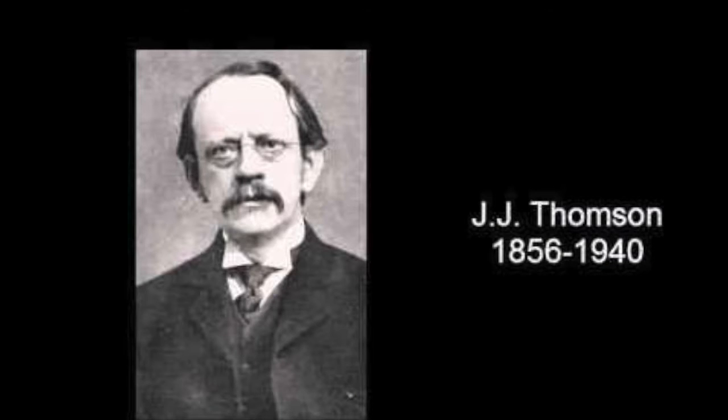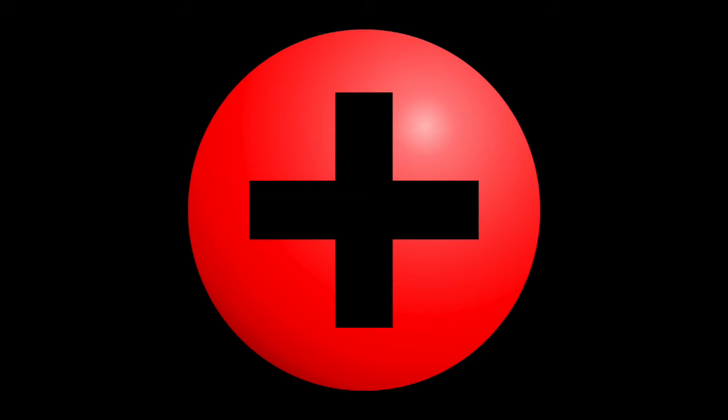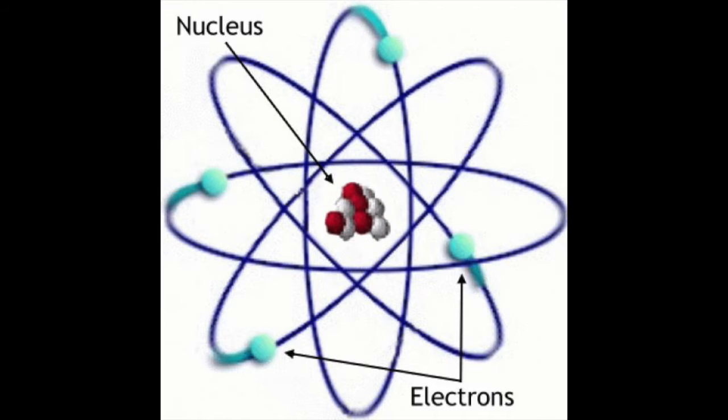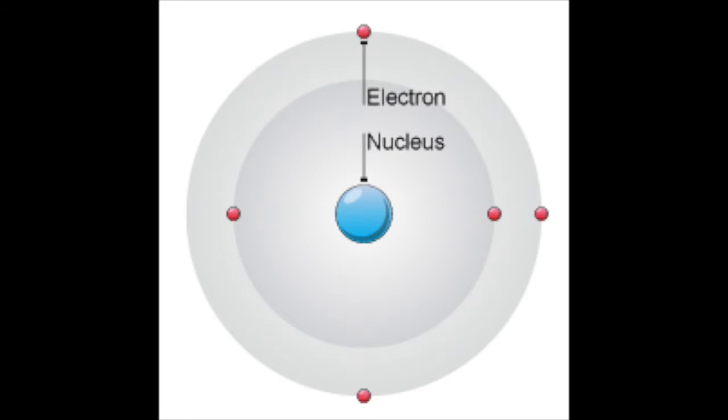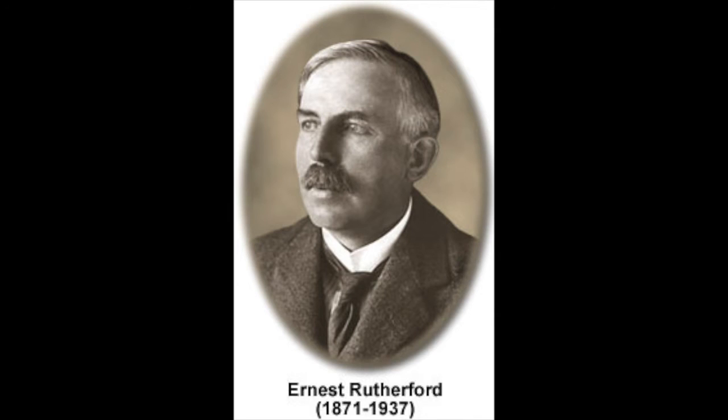Thomson proposed that there is a negative charge, and because there's a negative charge, there needs to be something to balance it out, and that there's also a positive charge. He also discovered the electron. He basically did this using a cathode tube, which is empty glass tubes that have currents of electricity running through them. The next model was the nuclear model made by Ernest Rutherford.